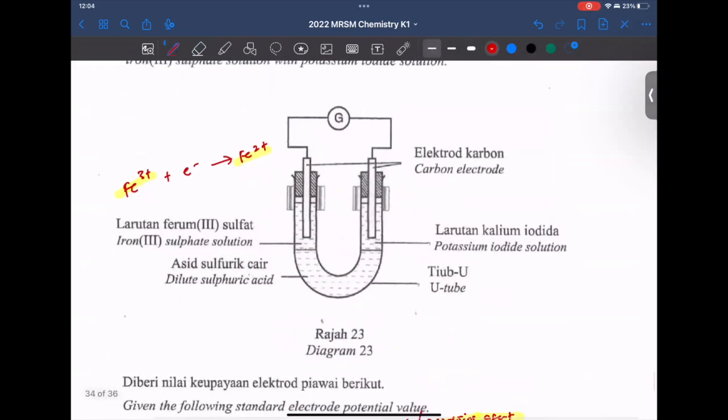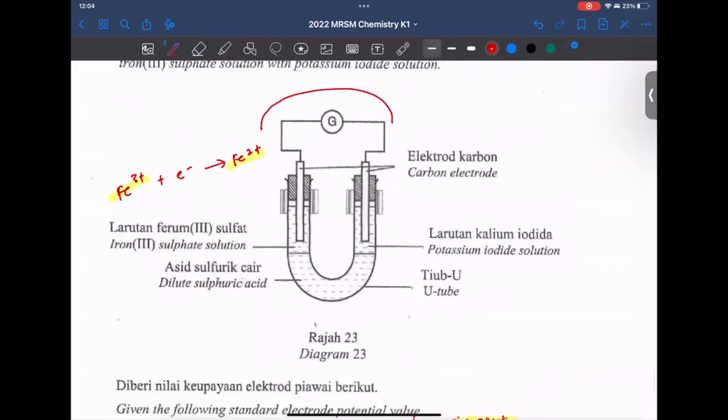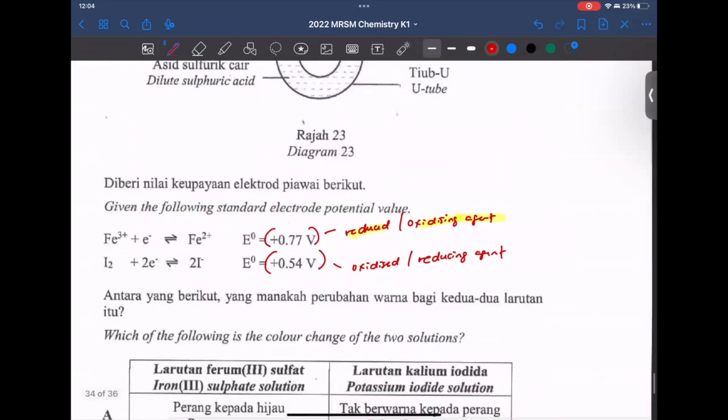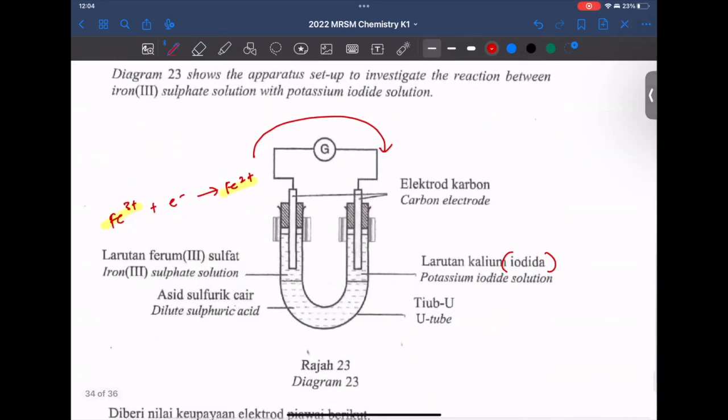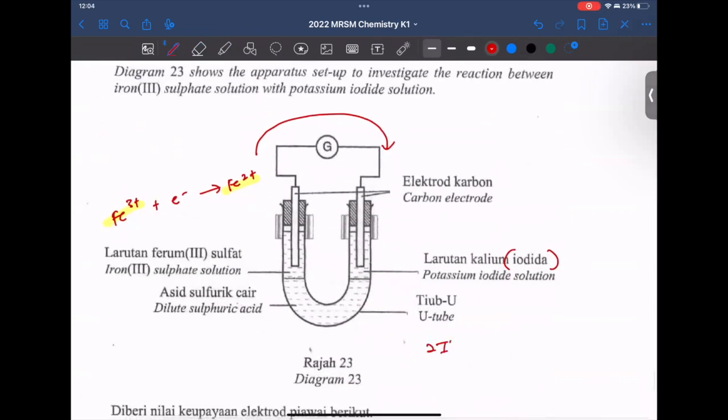And then after that, in this case, the electron will go towards the other side. And then here, the iodide ions, because you see, the iodide ion has a higher tendency to be oxidized. So what will happen is that the 2I- will technically release the electrons to form iodine. So it will accept the electrons that were released by iron 3.